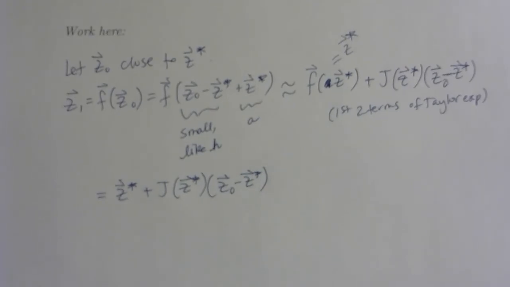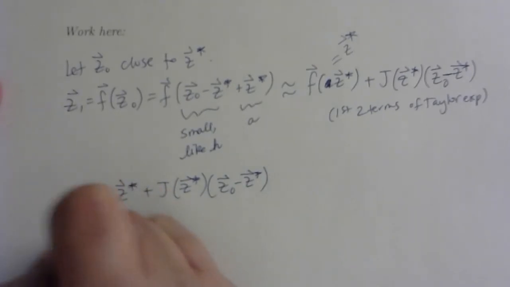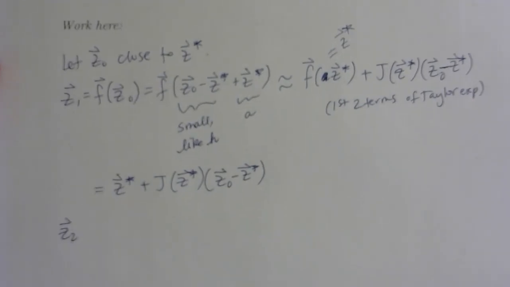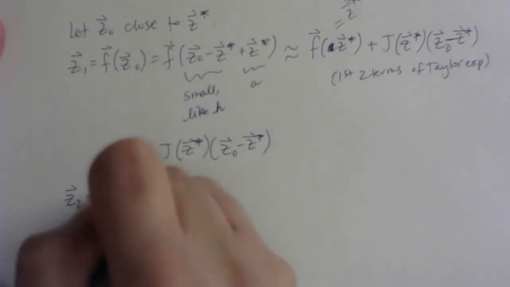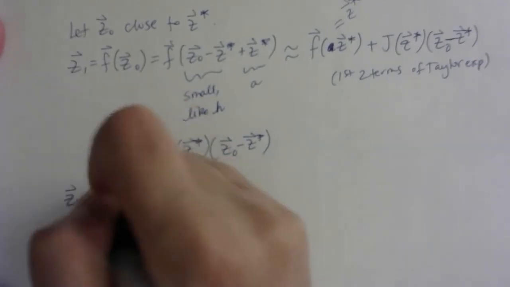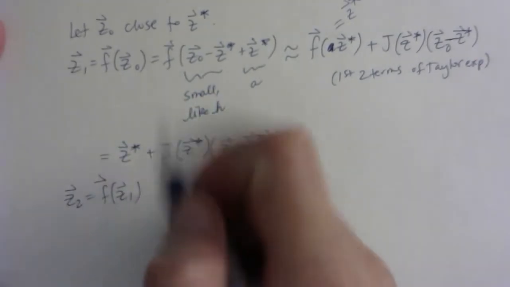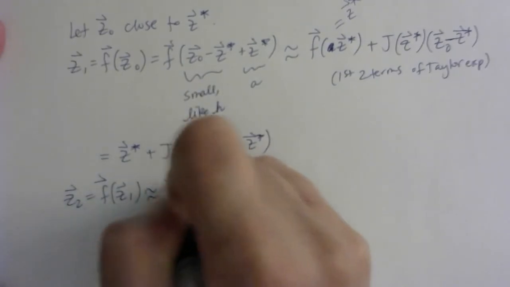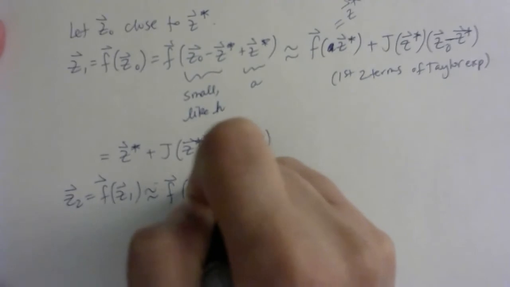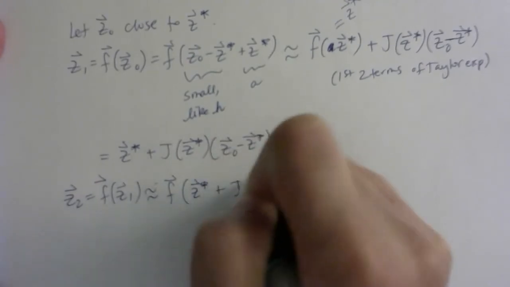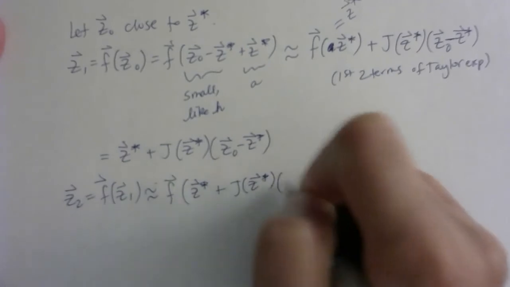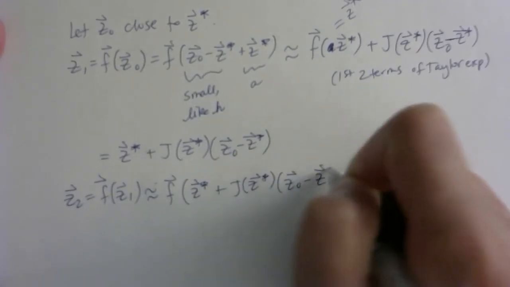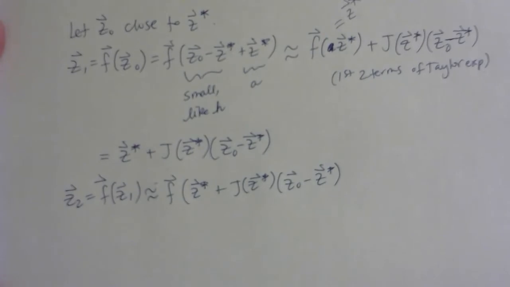What about the second step? Can we always have it in terms of the stuff that we know, which is our initial condition and our equilibrium, and of course the Jacobian, which comes from knowing what the function is? So let's see, what's Z2? Z2 is just f of Z1. What's Z1? I can use this approximation here. This is approximately f of Z star plus the Jacobian at Z star times Z naught minus Z star.